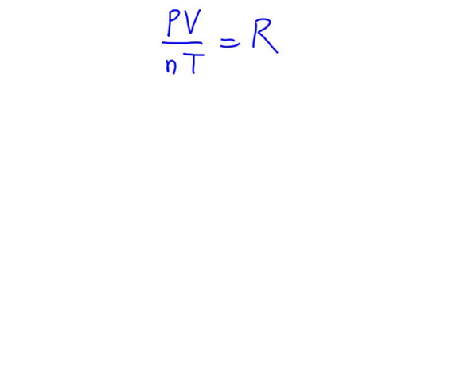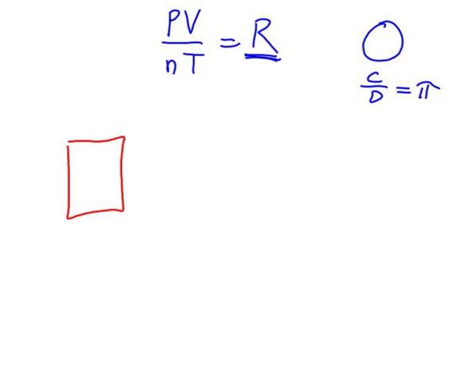Just like for any circle, if you take the circumference of the circle divided by the diameter, you always get pi. You take any gas and take its pressure, volume, moles, and temperature, plug into this equation, you always get the same value R. So let's picture two gases, and one is in a large container, let's say, and the other is in a relatively small container. We can call this gas 1, we can call this gas 2.